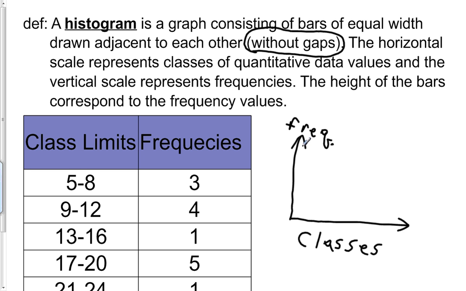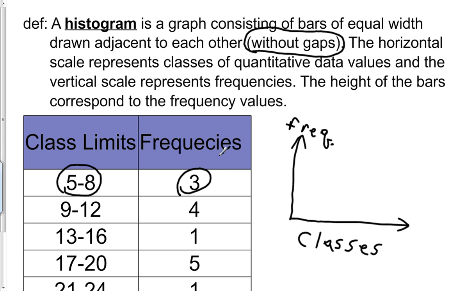So basically, the first class, which is this class that goes from 5 to 8, will be represented on the x-axis by numbering. The space between 5 and 8, there will be a vertical bar above it, and that vertical bar will go up to the height of the frequency of that class, which is 3. So the height of the bar corresponds to the frequency.